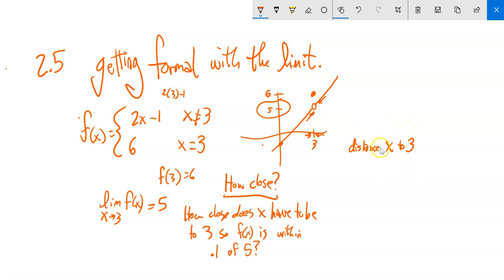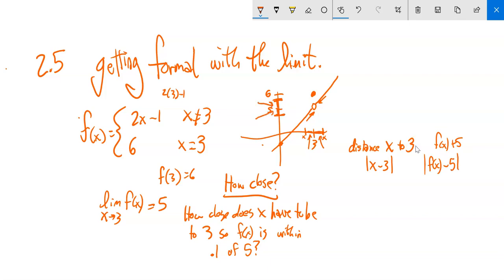I'm thinking of a way I could express the distance from x to 3. And that's kind of what subtraction tells us, x minus 3. I'm going to say the absolute value of that. So notice what that does is that gives me a range in here. If x is here, x is here. So |x minus 3| tells me the length of that little gap in there. And same thing with my outputs. My distance from f of x to 5 is |f(x) minus 5|. So that's like this distance here and this distance here.